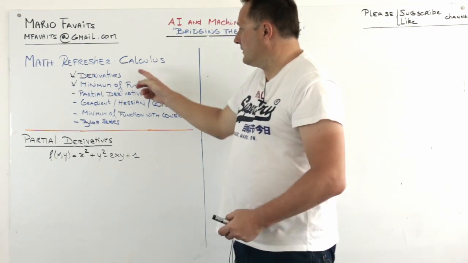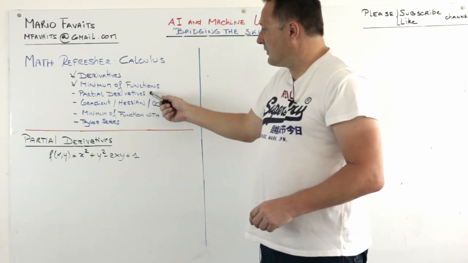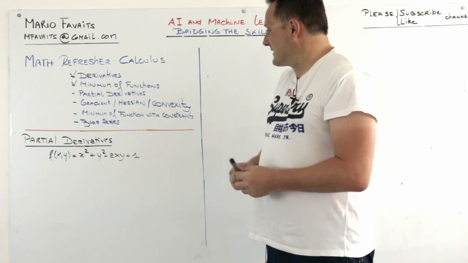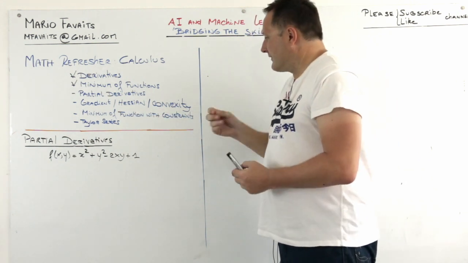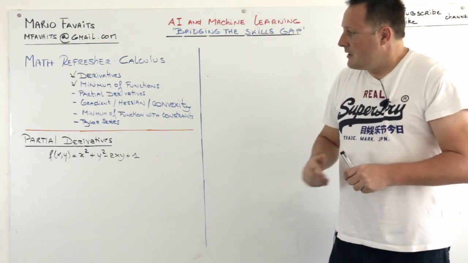Okay, so we dealt with derivatives, minimum of a function. Now we're gonna look at partial derivative, gradient vector, Hessian matrix, and we're gonna look at convexity. Convexity is very important in machine learning, and you'll understand why.